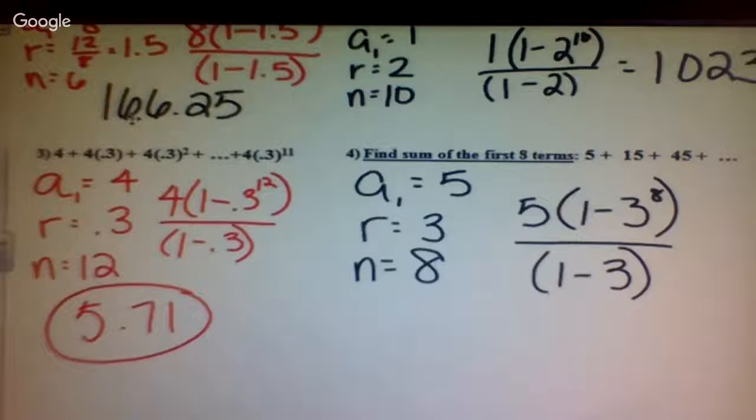What did we get for number 4? I got 16,400. The answer is 16,400. And yes, your answer is correct.